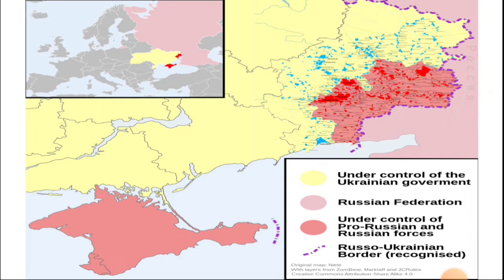So this was the condition in 2014. As you can see, this is the map that the Russian troops had acquired in 2014. The yellow is under the control of the Ukrainian government, the pink is the Russian Federation, and the dark pink is under control of the pro-Russian and Russian forces, that is Crimea and Donetsk and Luhansk region, and the purple line represents the Russia-Ukraine border. So as you can see, the Donetsk and Luhansk region, as well as Crimea, were acquired by the Russian forces in 2014.